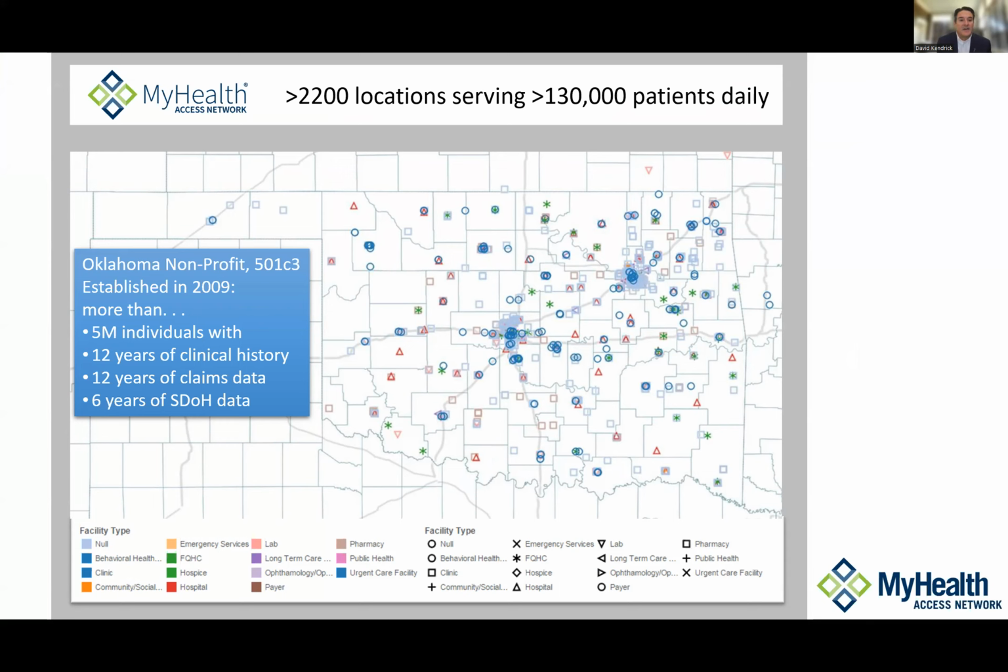My Health is like most health information exchanges, health data utilities: we're a nonprofit organization and now have more than 5 million individuals with approximately 12 years of clinical history, some going back much further, 12 years of claims data, and 6 years of detailed social determinants of health data. You can see here on the map the different shapes and colors represent a wide range of different types of clinical organizations that run the gamut of stakeholders in healthcare.